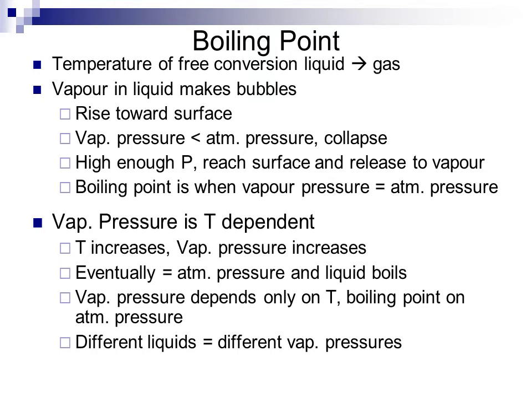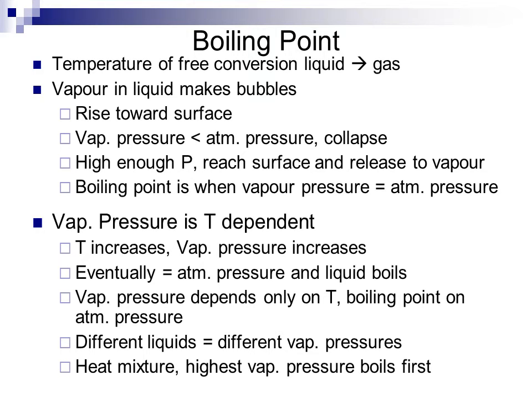Different liquids have different vapor pressures, and the higher the vapor pressure of the liquid, the easier it is to boil. Something like water, which has a low vapor pressure, tends to boil at a much higher point than something like an alcohol, which has a much higher vapor pressure. If I'm heating a mixture of alcohol and water, the thing which has the highest vapor pressure boils off first.